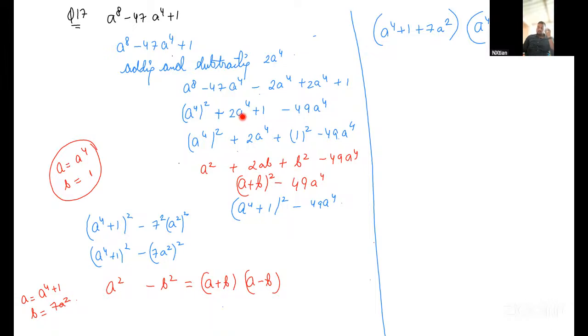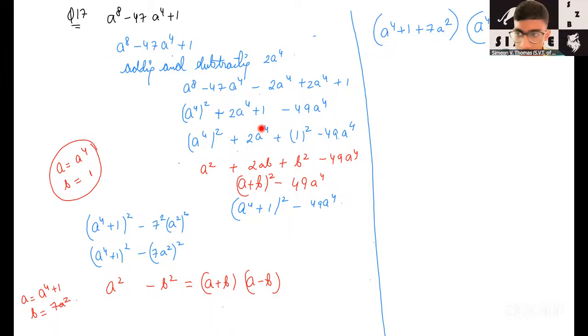Understood, guys? Yes, Jashan, please ask me. Sir, it's 47a power 4. Sorry? It says 47a power 4, not 49 power 4. Yeah, I'll come to that. Till then, did you understand this part, what I did? No, can you explain it again? I'll explain it again. Please listen.